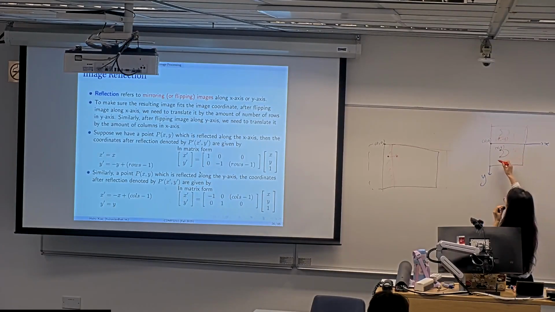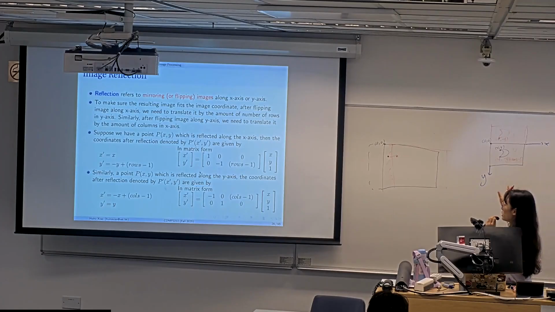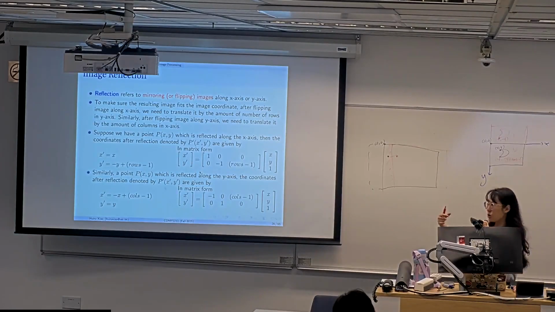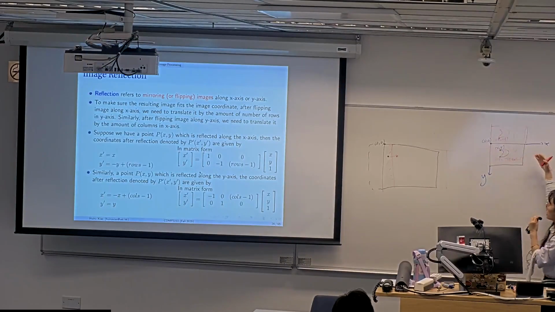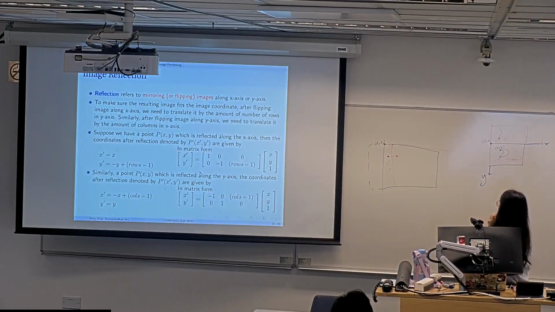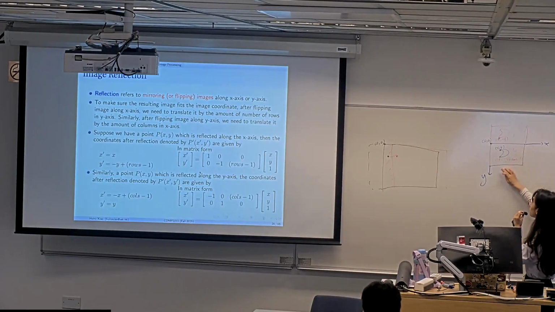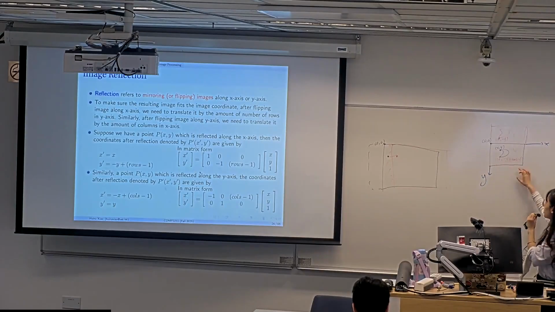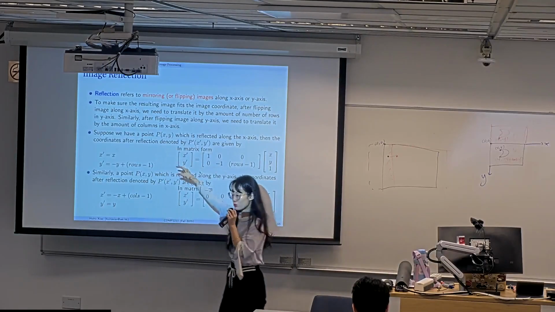So that means now it becomes x, negative y plus rows minus 1. Rows minus 1 because the index starts from 0. That means we must shift it back by the number of rows so that everything is in the legal range of the coordinate system. In that case, for any point x, y, if we want to do the reflection along the x-axis, the new coordinate should be x, negative y plus rows minus 1. So this is how we derive this coordinate.